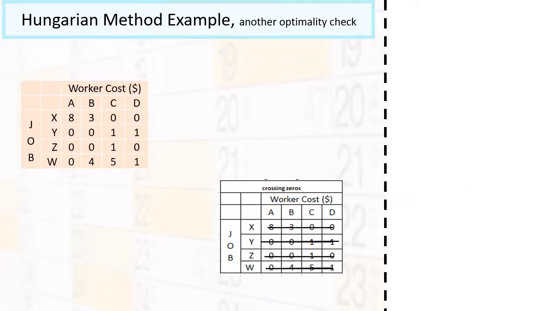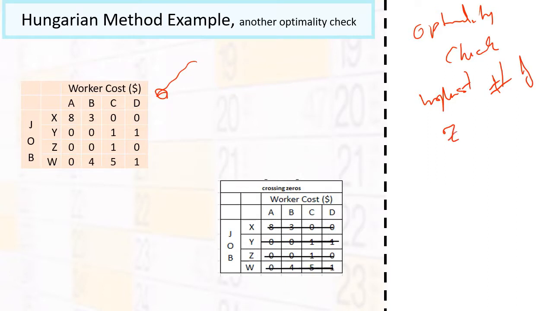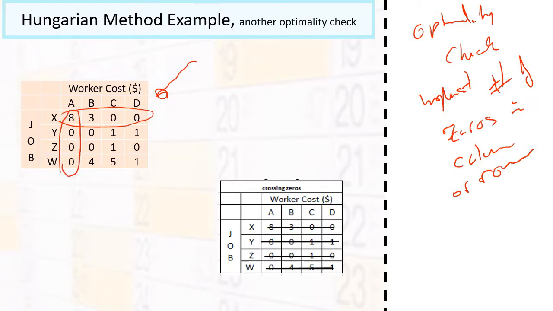So this is our most updated table. We're going to be looking again for optimality check, and we're looking for the highest number of zeros in a column or row. Now this row happens to have 2 zeros. This column here happens to have 3 zeros. And this column right here happens to have 2 zeros. So we're going to start with 3 zeros, right?